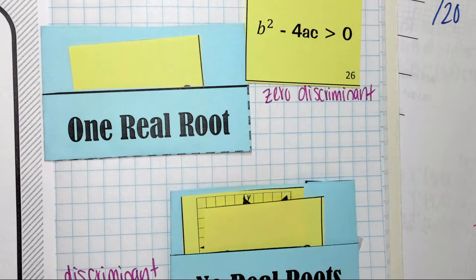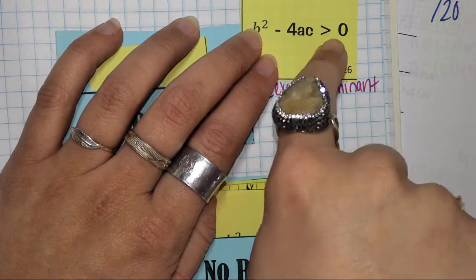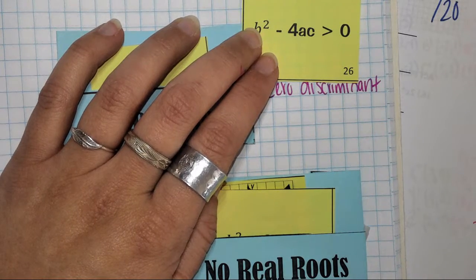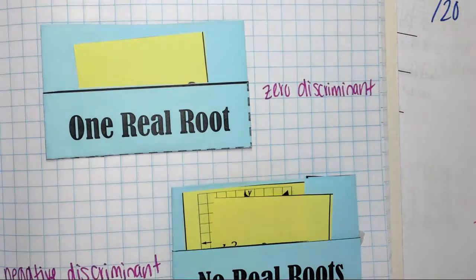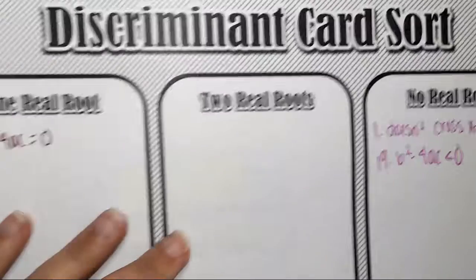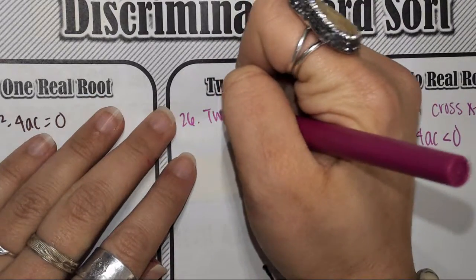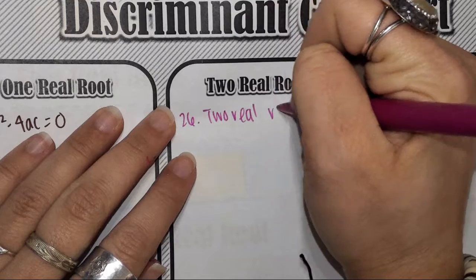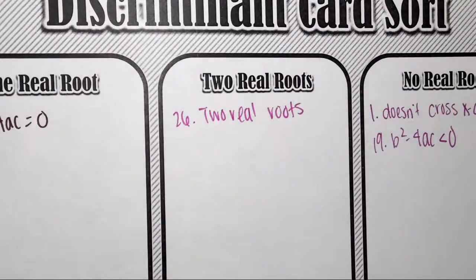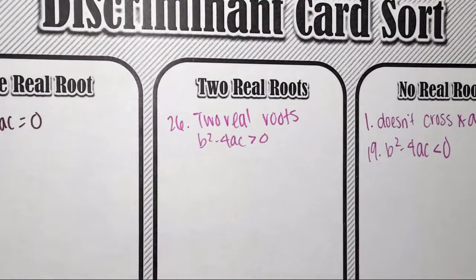All right, b squared minus 4ac is greater than 0. So what kind of number is that? What kind of number does it give you if it's greater than 0? A positive number. So which one of these has a positive discriminant? So we put 26 in 2 real roots. And we're going to write 26, 2 real roots. B squared minus 4ac is greater than 0.